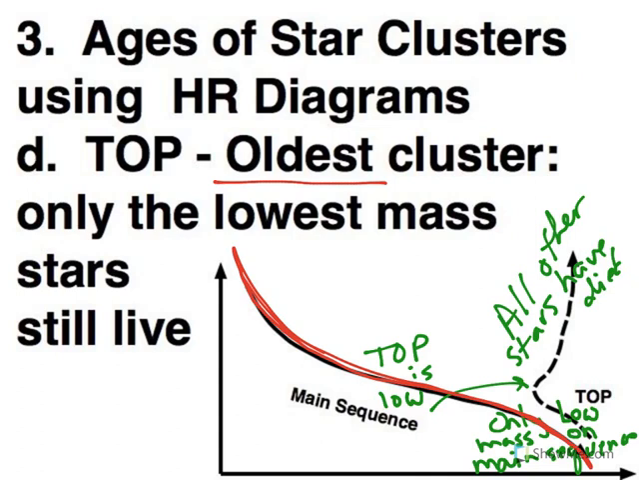So with clusters, because they are all the same age, we can plot them all on one HR diagram, and from that determine how old that cluster is based on which stars are still main sequence and which stars are no longer on the main sequence. And that gives us the age.